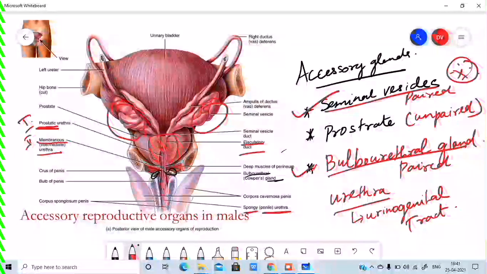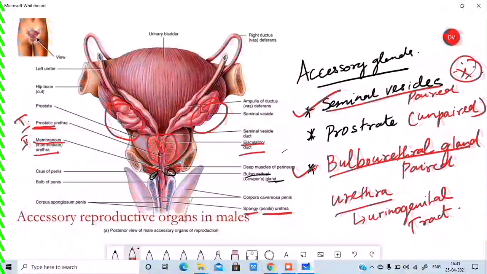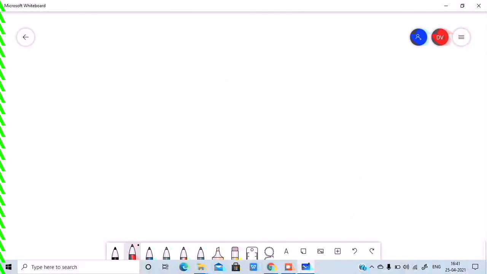Alright? So what does the fluid contain? What is exactly that? We are going to see about these glands as well, the importance of these glands, along with one more piece of information.